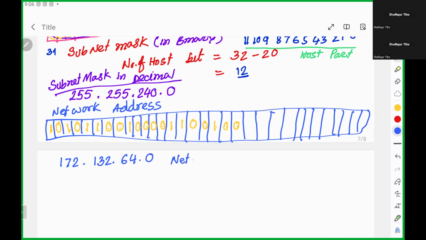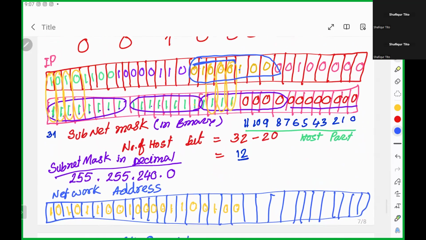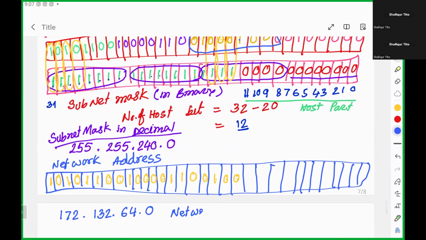So you see, the network address is not always the same as the IP address. It depends on how many bits you are allocating. Based on that, you can find out the network address is slightly different than your IP address.